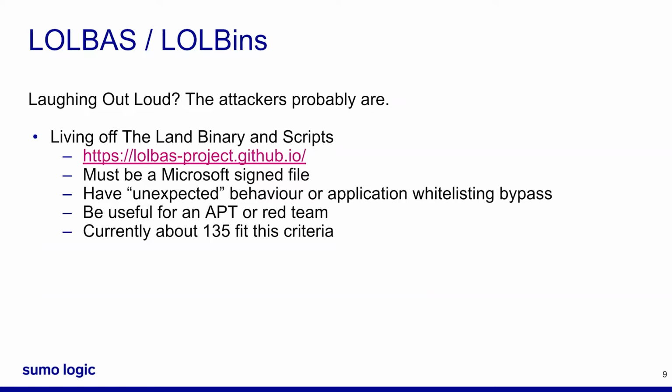So what happens is you have researchers that take a look at these. You have APT groups that utilize these. You have adversaries that utilize these. They're amazing. They bypass application whitelists. They're useful for just about anything malicious you can possibly think of. And there's about 135 of them.